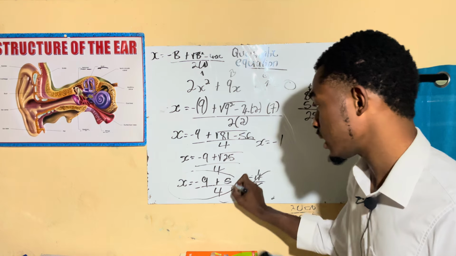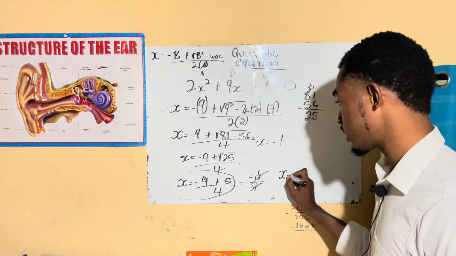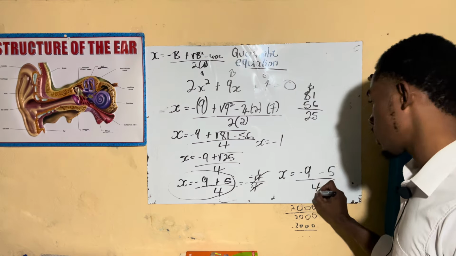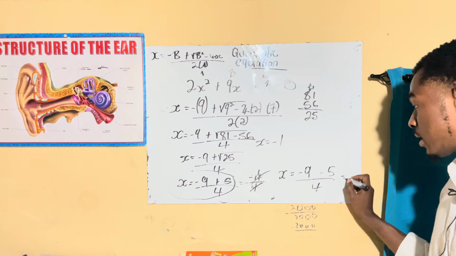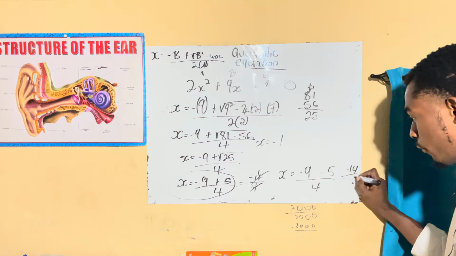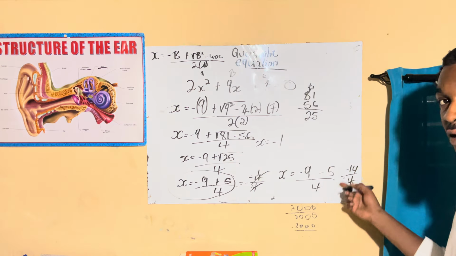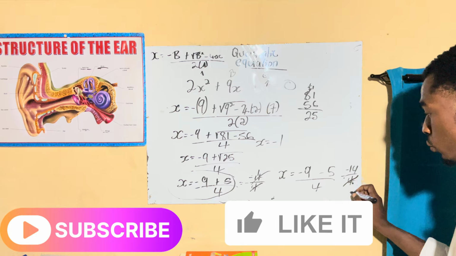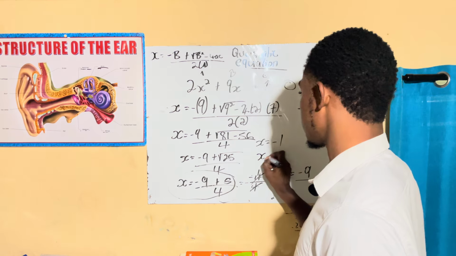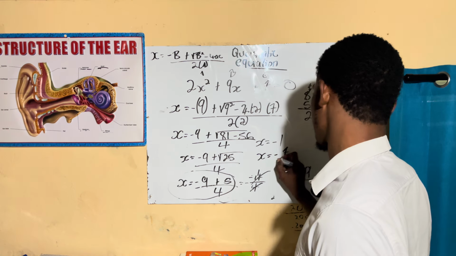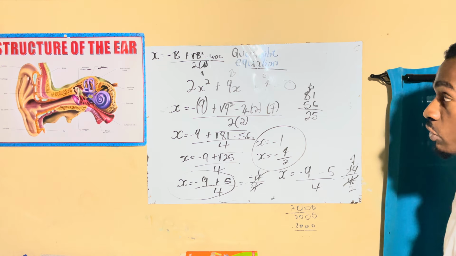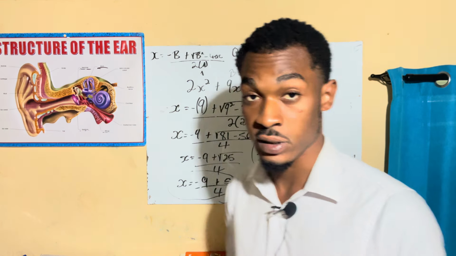Let us find the next x by doing this. x equals negative 9 minus 5 over 4. And negative 9 minus 5, the value will increase and give us negative 14 over 4. 4 cannot go into 14, but we can simplify this using 2. 2 into 4 goes 2 times. 2 into 14 goes 7. And x equals negative 7 over 2. And that is our second answer for this question.